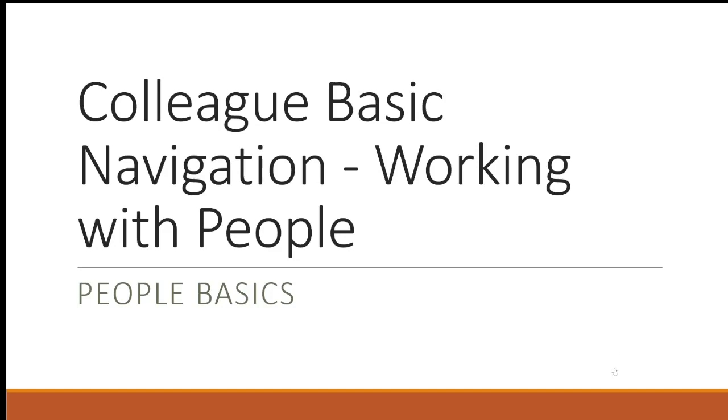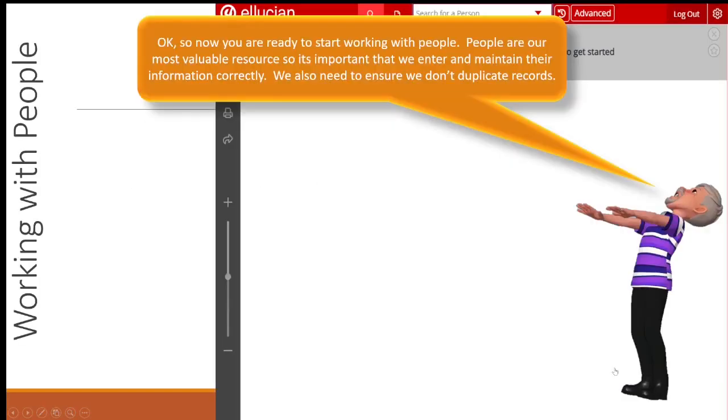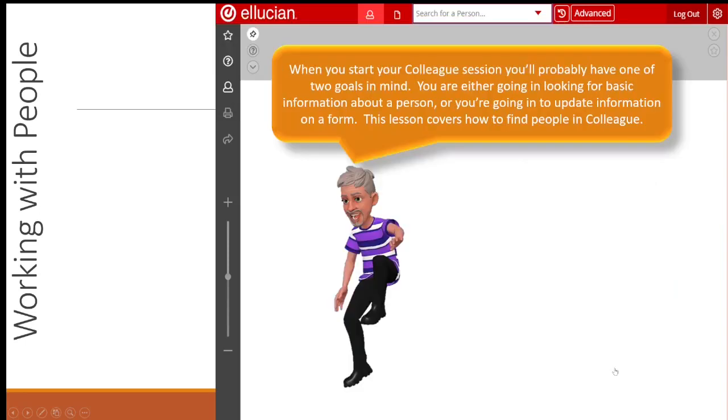In this section, we're going to talk about working with people. People are naturally our most valuable resource here at CTC. So we want to make sure that we enter and maintain their information in the Colleague database as correctly as we possibly can. We also need to make sure that we don't duplicate records. We don't need the same person in there two or maybe three times.